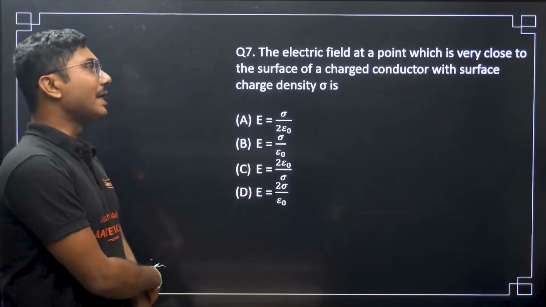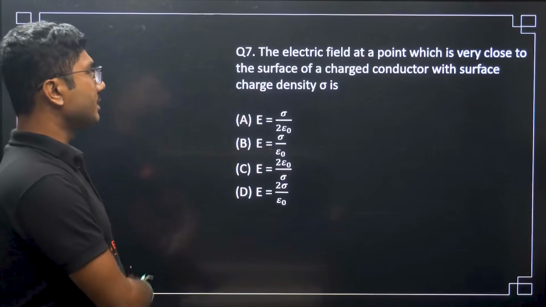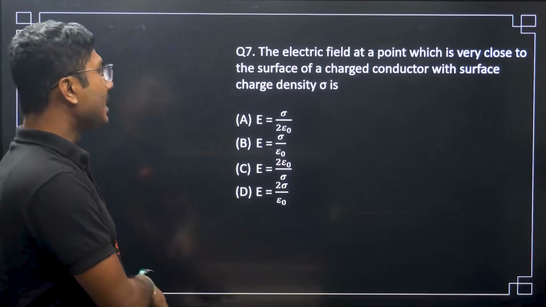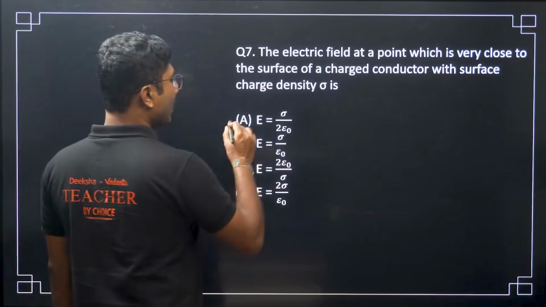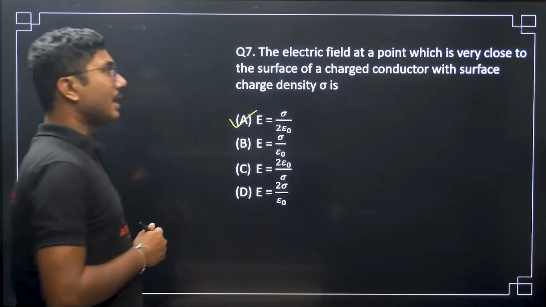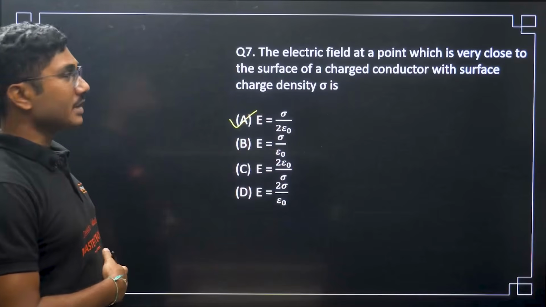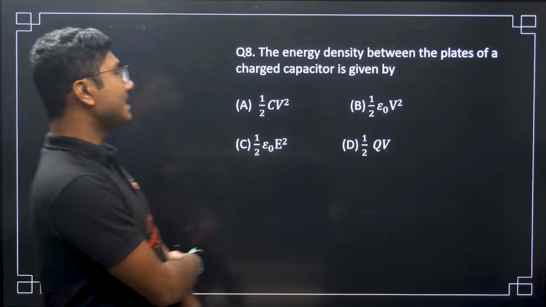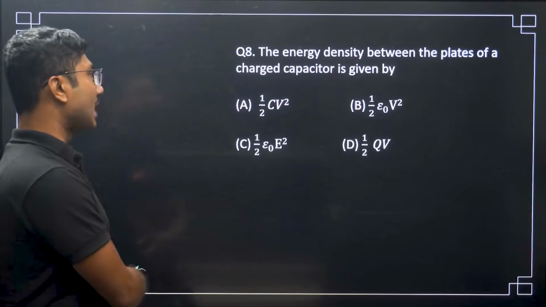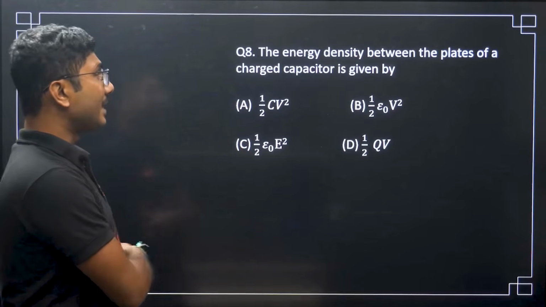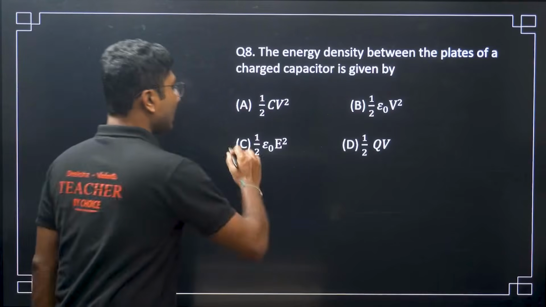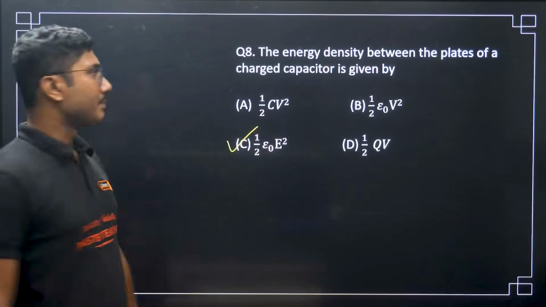The electric field at a point which is very close to the surface of a charged conductor with surface charge density sigma is given by sigma by 2 epsilon naught. The energy density between the plates of a charged capacitor is half epsilon naught E square.